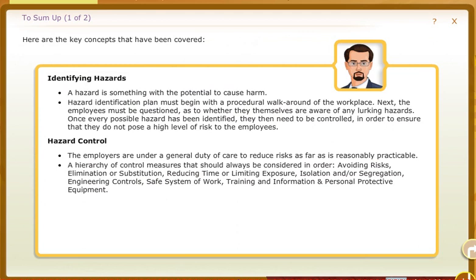Here are the key concepts that have been covered. Identifying hazards. A hazard is something with the potential to cause harm. Hazard identification plan.